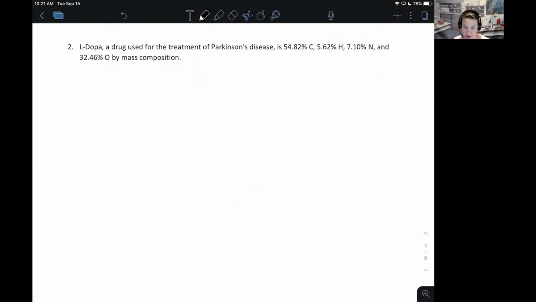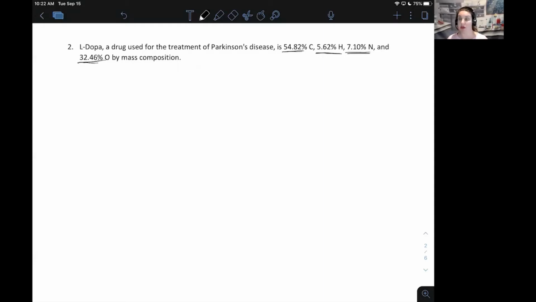L-DOPA, a drug used for the treatment of Parkinson's disease, is 54.82% carbon, 5.62% hydrogen, 7.10% nitrogen, and 32.46% oxygen by mass. We want to use this information to determine the empirical formula of L-DOPA. As a note, these are percentages by mass. It does not matter the mass we decide that that's a percentage of.